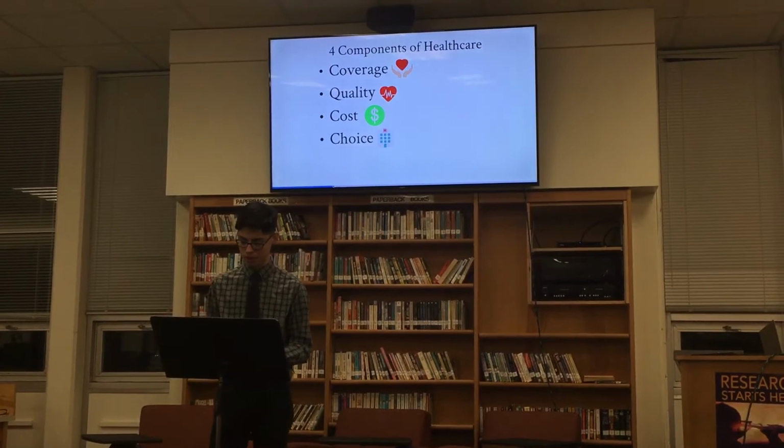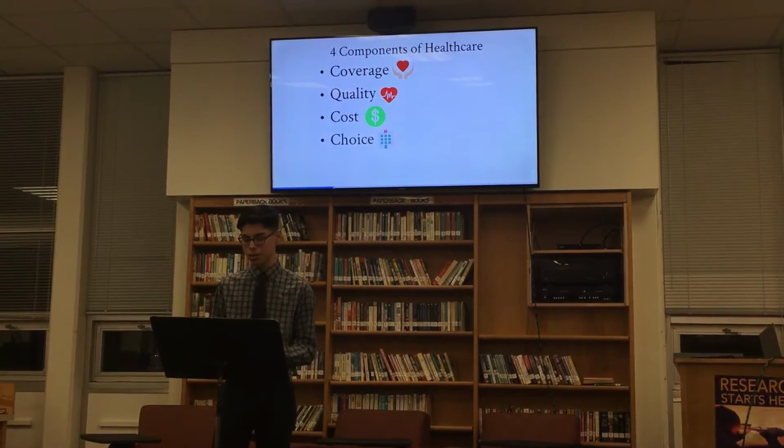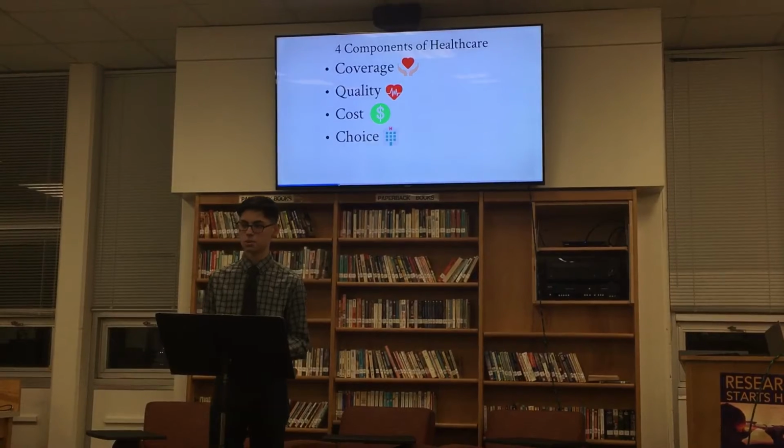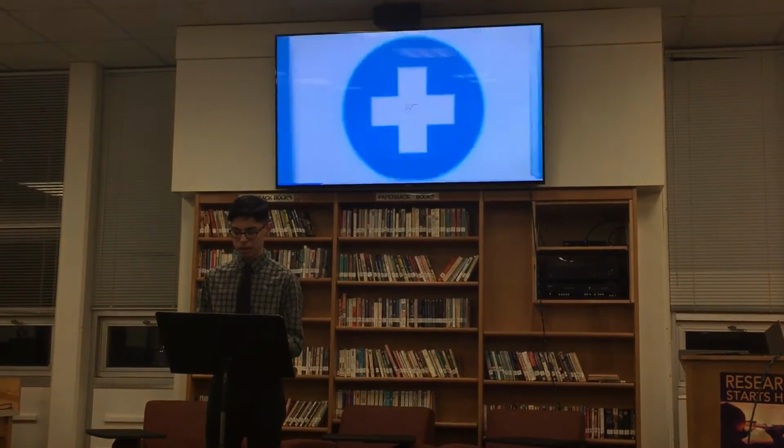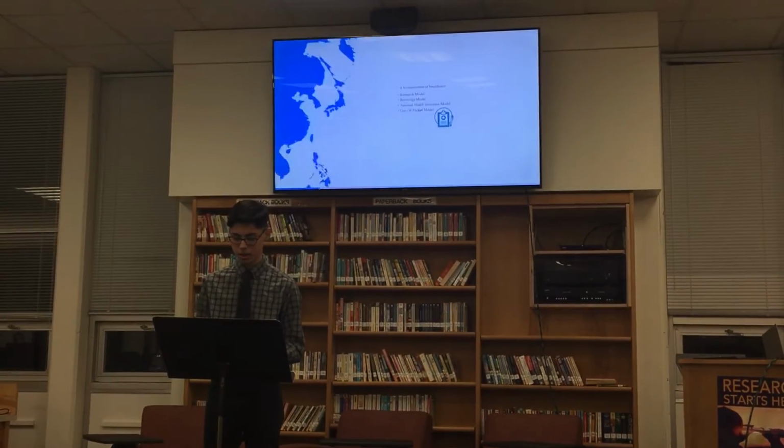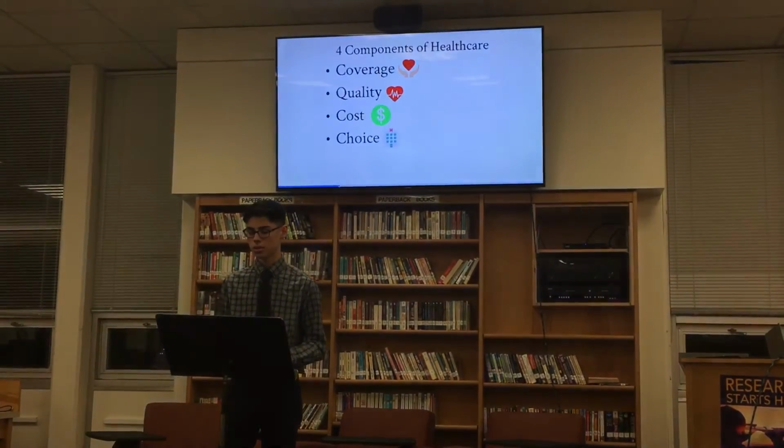And finally, choice. Patients want the freedom to pick and choose what doctors, hospitals, and treatments they can receive. And the patient should be able to choose the doctor and hospital suitable for them, not the insurance company.